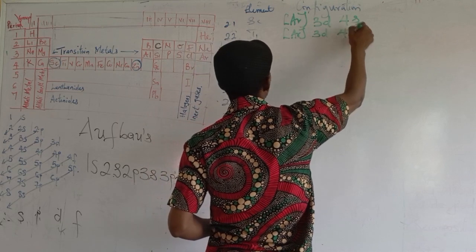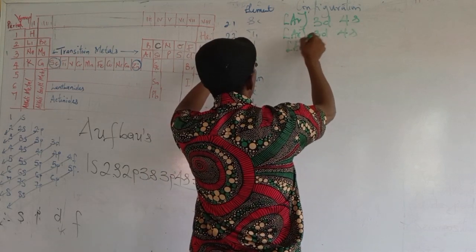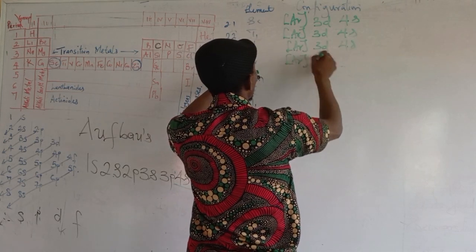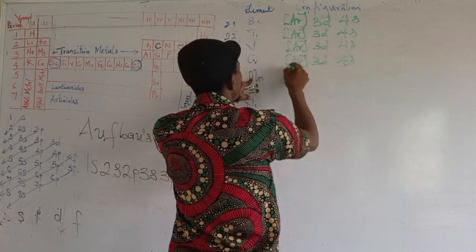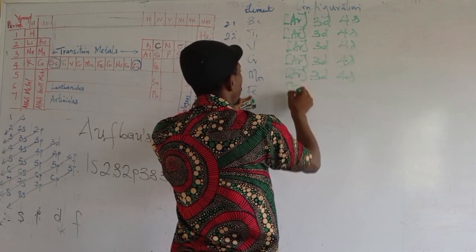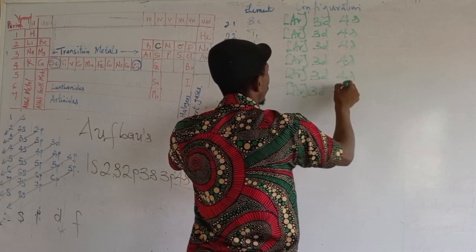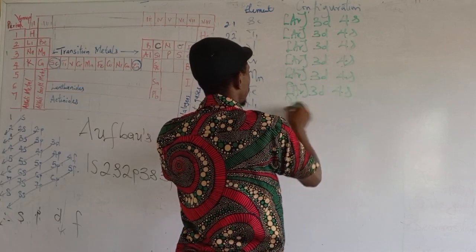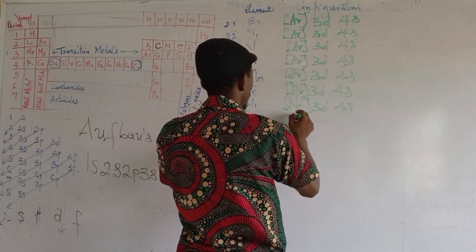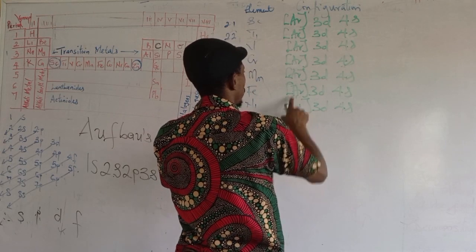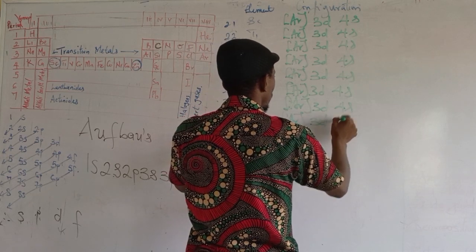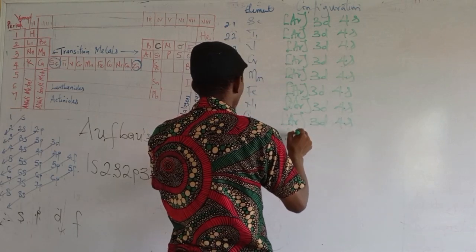Okay, 3d, 4s, vanadium, 3d, 4s, chromium, 3d, 4s, manganese, iron, 3d, 4s, nickel, 3d, 4s. So you may be asked in exam to identify the properties, or which of them is not a property of these metals.